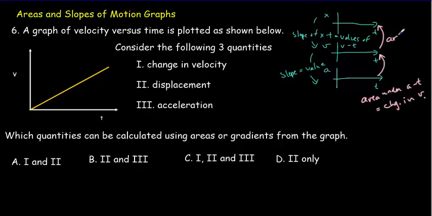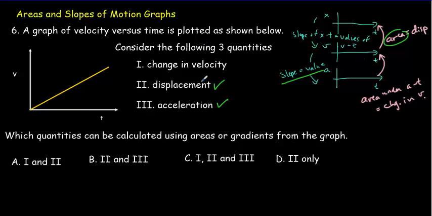The area under the VT would be equal to the change in position, which is what we call the displacement. So we can take the area of a VT graph to get the displacement, and we can use the slope of a VT graph to get acceleration. So it's these two quantities that we could get from the slope and area of a VT graph.